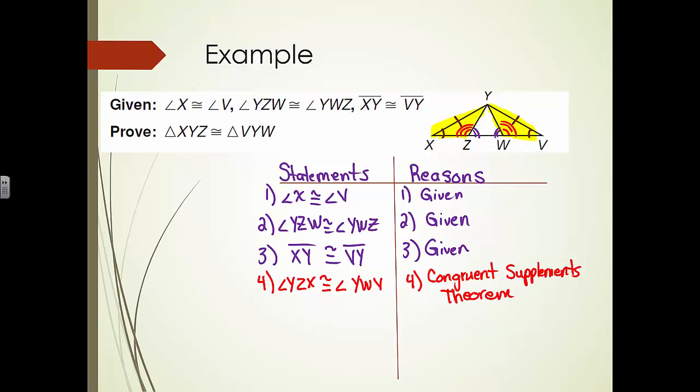So because we used the congruent supplements theorem, now in our yellow triangles we have two angles and the non-included side, which means that triangle XYZ is congruent to triangle VYW by angle, angle, side congruence.